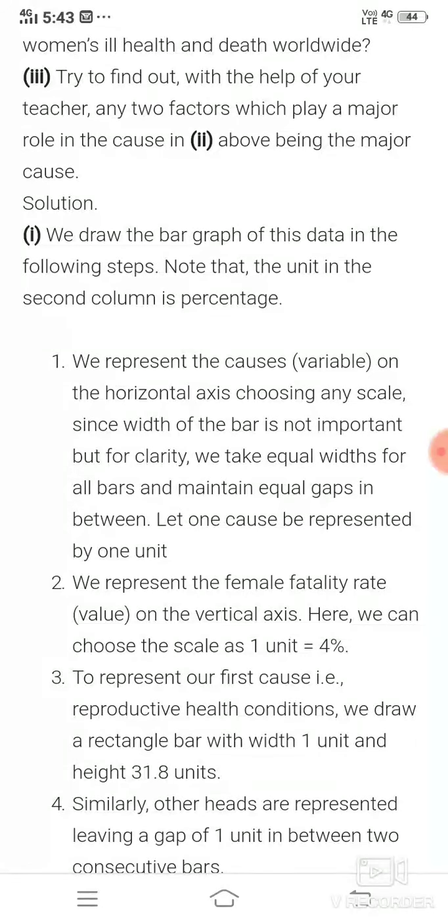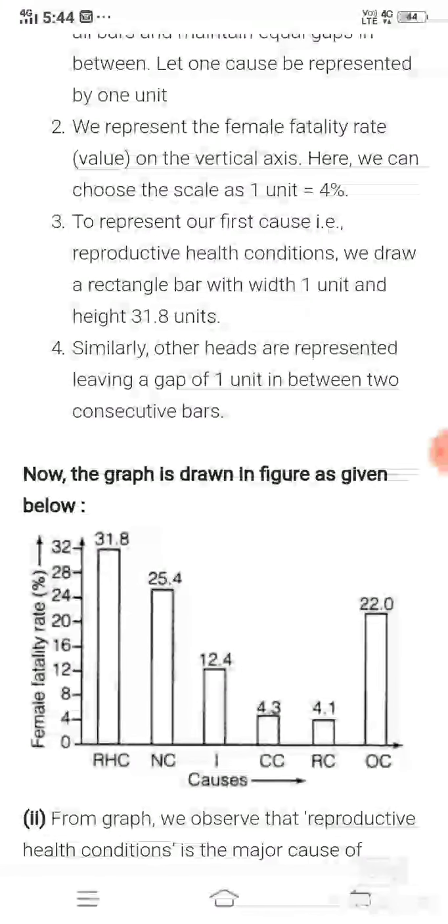On the x-axis you can choose any scale, because the data is given in the form of information. But on the y-axis you can take each unit equal to 4 percent. For example, for the first one, draw a rectangular bar with width 1 unit and height 31.8.